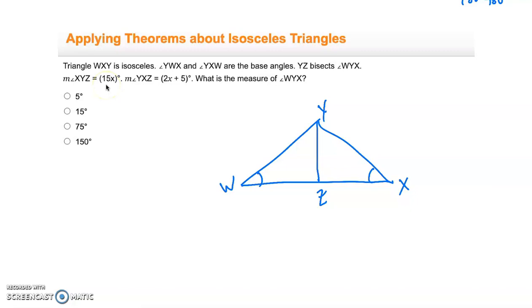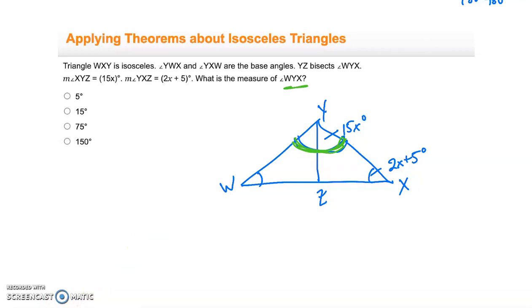And we have XYZ. This angle right here is 15x degrees. And we have YXZ is 2x plus 5 degrees. And we want to know the measure of YWX. This whole thing right here is what we're trying to find. Okay, so we want to find this whole measure, which is YWX.